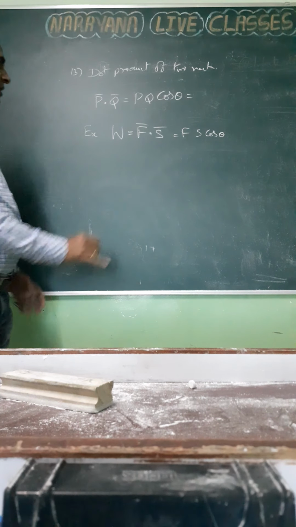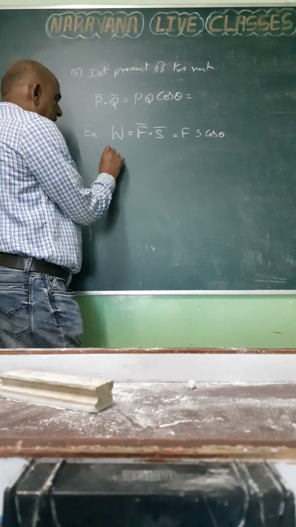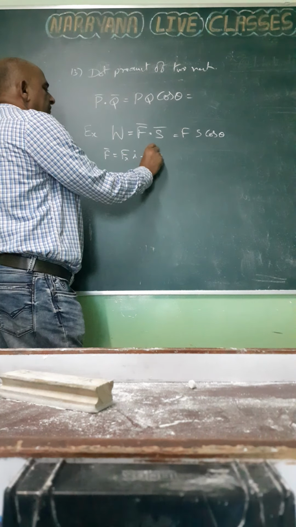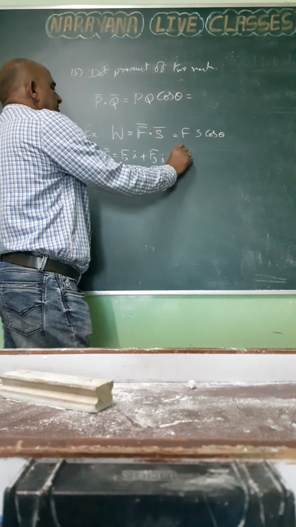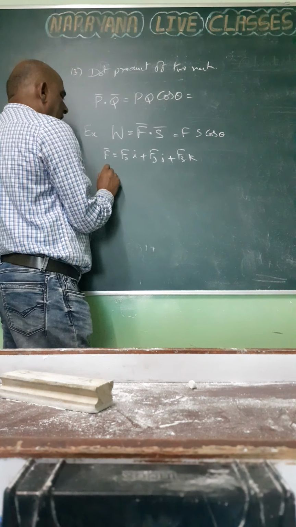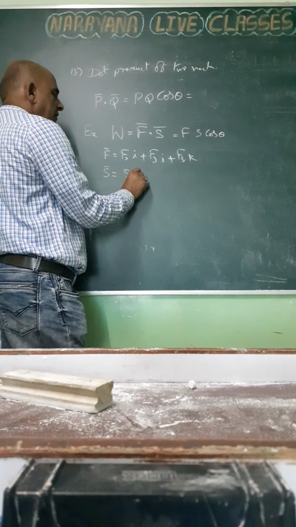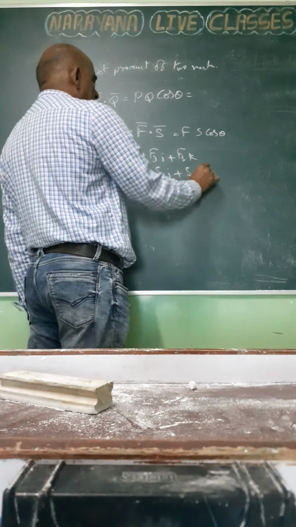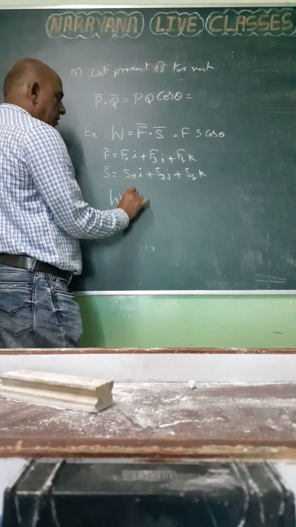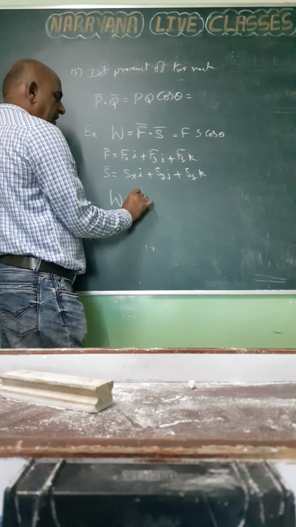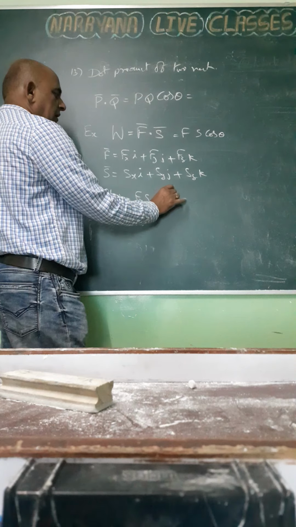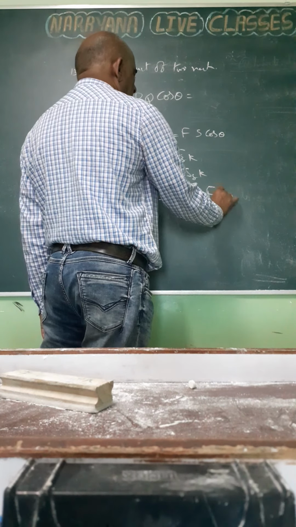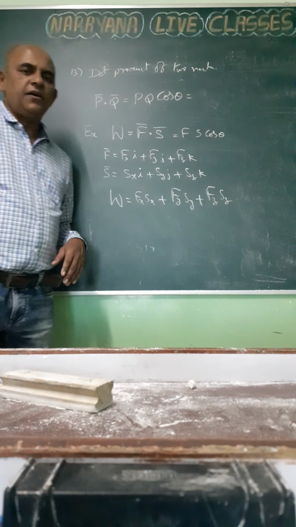If they are given in terms of ijk, suppose F bar is equal to Fx i plus Fy j plus Fz k, and S bar is equal to Sx i plus Sy j plus Sz k, then work done is equal to the dot product: Fx Sx plus Fy Sy plus Fz Sz. This is the way for dot product.